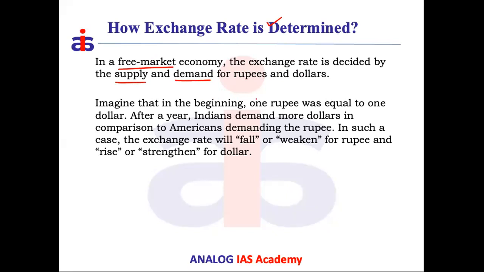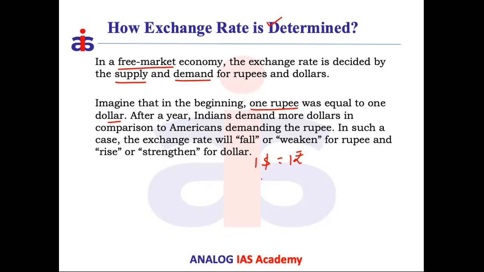Okay, so think of a scenario in the beginning, at the time of the starting of trade in the old days. Let's assume that on that given first day, 1 rupee value is equal to $1. That was the first day, right? $1 is equal to 1 rupee. Okay, so this was the scenario on day 1.